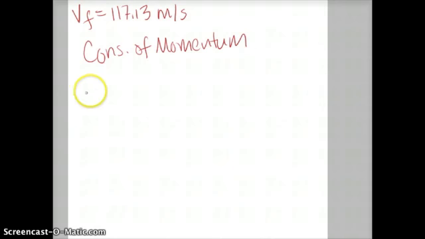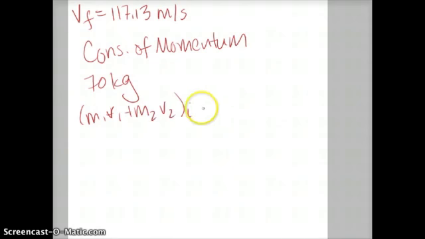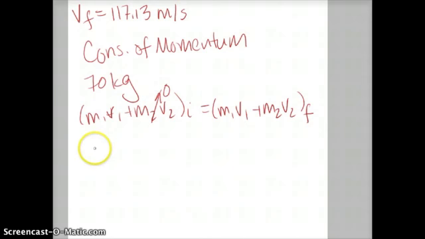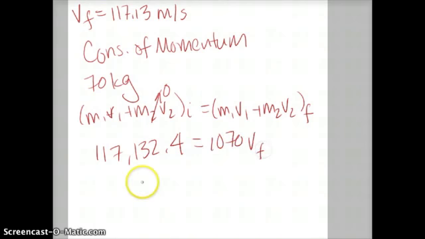Okay, now we're going to use the conservation of momentum to find out how fast the boulder is going after it collides with a person who weighs 70 kilograms. So we're going to say m1v1 plus m2v2 initial is equal to m1v1 plus m2v2 final. If we simplify this out, saying the person is initially at rest, so that's going to be 0, we're going to say that 117,132.4 is going to be equal to 1070 times that new final velocity. So the final velocity will be equal to 109.47 meters per second.